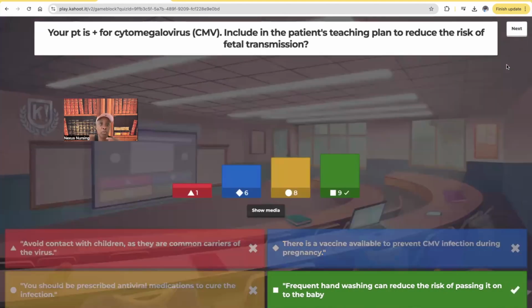Yes, negative pressure room with tuberculosis. Okay, the correct answer. You guys hardly even answered. Only 9 people chose the correct answer, frequent hand washing.